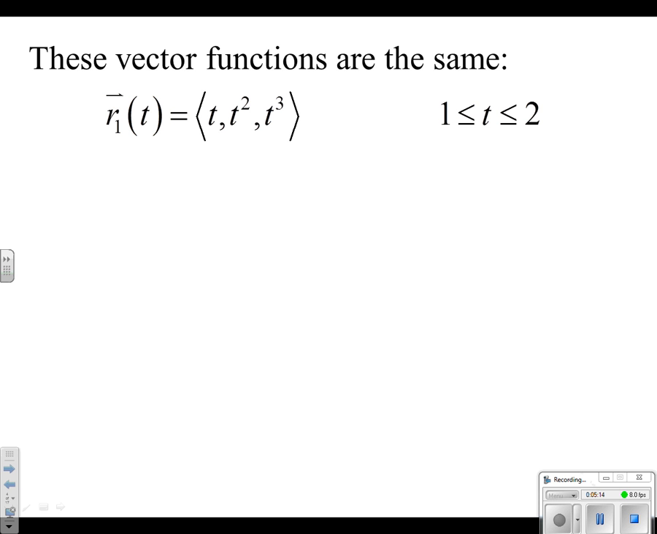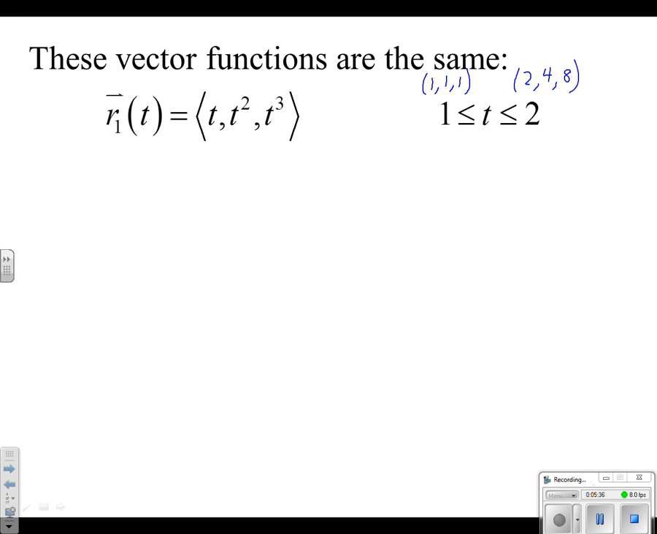So these vector functions are the same. So let's consider this vector, the first vector r1 of t. This is t, t squared, t cubed, where t goes from 1 to 2. Please notice that when t is equal to 1, we have the point 1, 1, 1. And when t is equal to 2, we have the point 2, 4, 8.